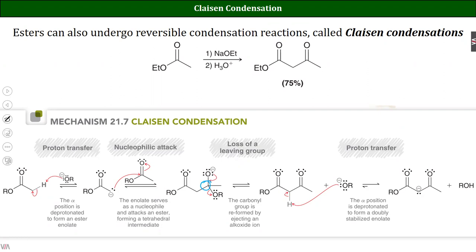And now you have a doubly stabilized alpha carbon. You've got something that's an alpha carbon to both carbonyls, which means it's even easier to deprotonate. So we do wind up with that. We need to be careful if we want this to not continue on reacting. We have to watch our stoichiometry and then make sure we give it a proton source at the end to protonate that, unless we want it to continue reacting.